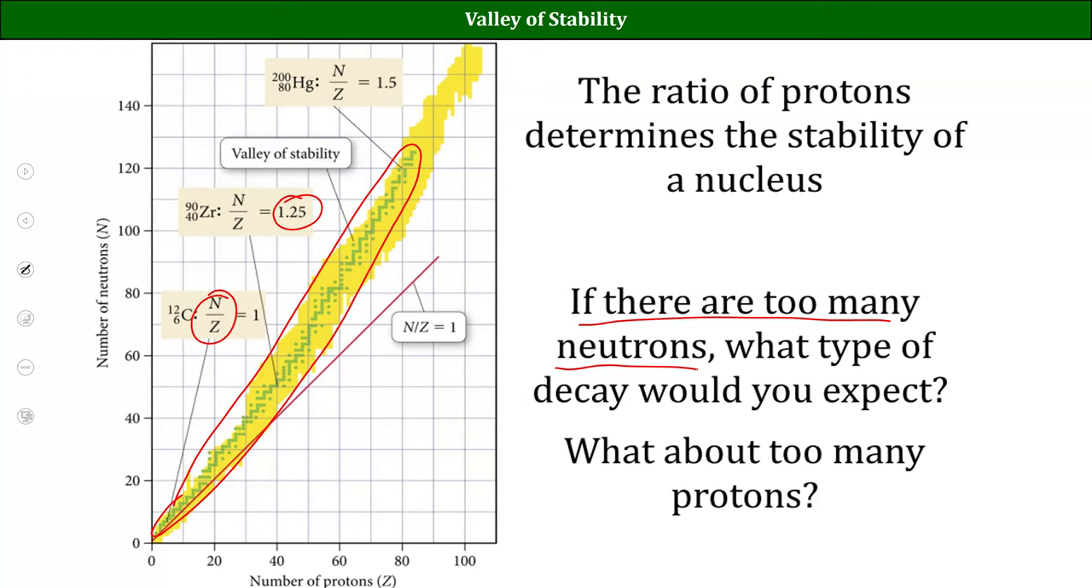An alpha particle gets rid of two of each, right? So that changes your ratio, but not necessarily in a way that gets you closer. That's more like a lateral move. You move from here to here, and you're still up on the hillside. So beta, if you do beta particle emission. Electron capture.